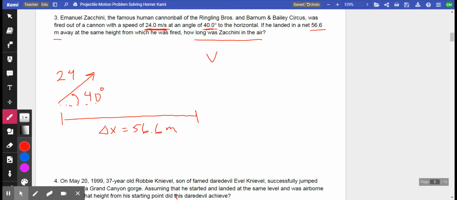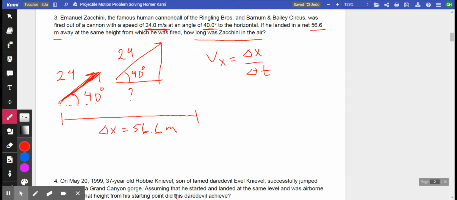So I know that velocity in the x is equal to the change in the x divided by the change in time. And I see that I don't have velocity in the x. This is actually the velocity in both the x and the y combined. How would I get the velocity in the x? Well, let's draw a triangle. And I know that this angle right there is 40. This side is 24. Remember, this is 24 meters per second. So I want to find this side down on the bottom. I want to find Vx.